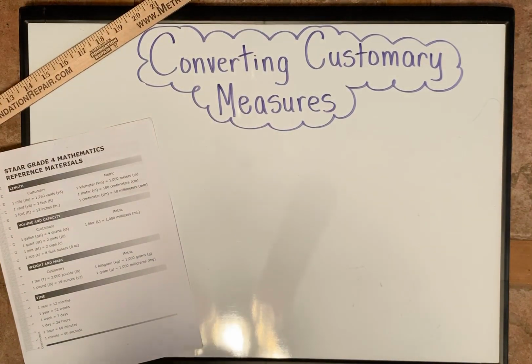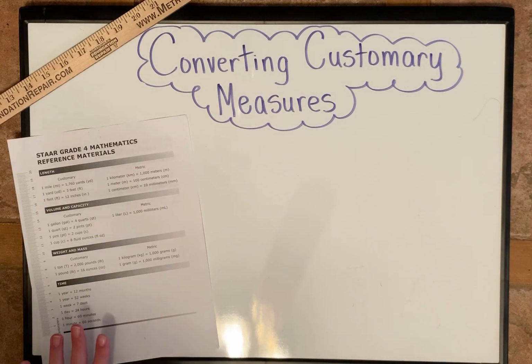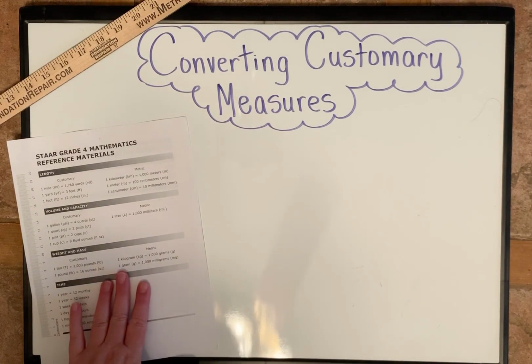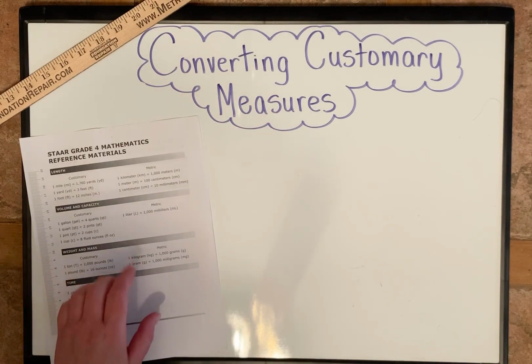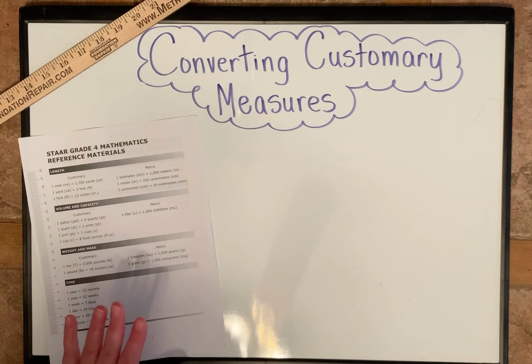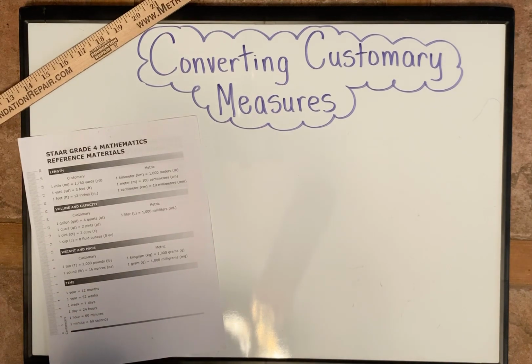Hi boys and girls. Today we're going to be converting customary measures using our strategy of making a T-chart and using our conversion chart. Hopefully you've been able to download this from home. If you don't have access to a printer for your conversion chart, you can download it, and if your mom or you has a phone, you can screenshot it, and then that way you have a copy with you right there. So you're going to need that, and you're going to need some paper and pencil today.